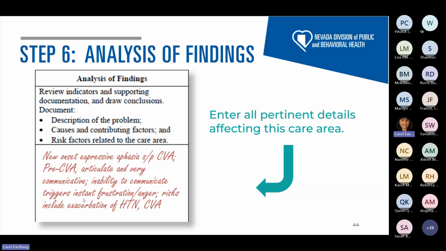This process will be carried out for each care area triggered. So in this case, we find that Mr. R has new onset expressive aphasia, status post-CVA. Pre-CVA, he was very articulate and communicative. His inability to communicate now triggers instant frustration and anger. And with that, it increases risks of exacerbation of the hypertension and subsequent CVA.